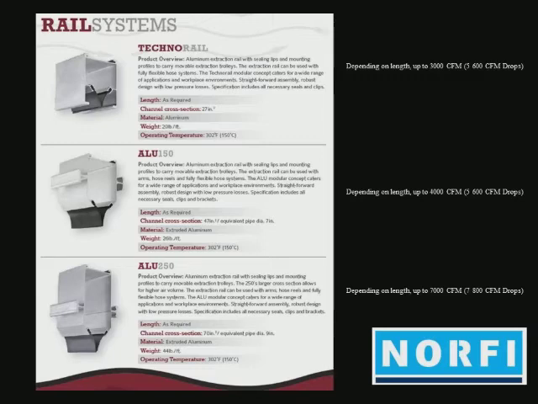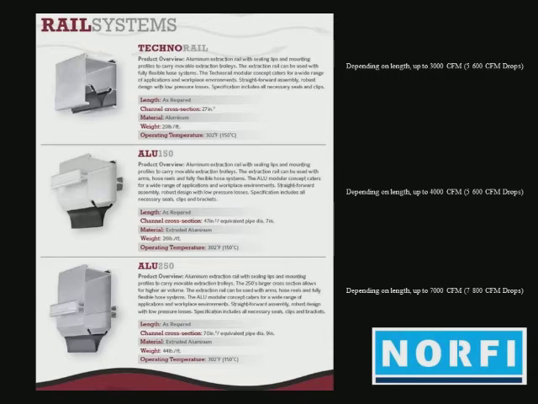The Techno Rail can do up to 3,000 CFM, so basically it's 600 CFM drops for a Techno Rail system. That would be perfect, again, for cars all the way up to buses. The ALU 150 is a little bit larger than the Techno Rail, so it can do up to 4,000 CFM. And again, that's very similar, 600 CFM drops. And then the ALU 250, depending on the length, can do up to 7,000 CFM. We could do 800 CFM drops, so it's for larger applications.